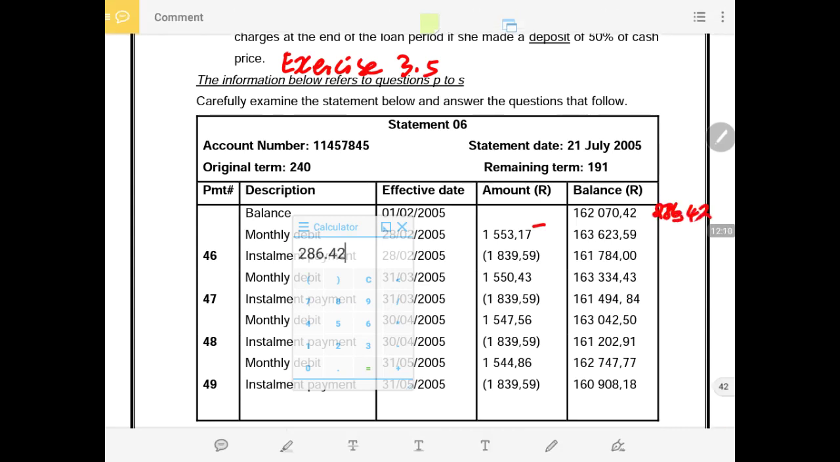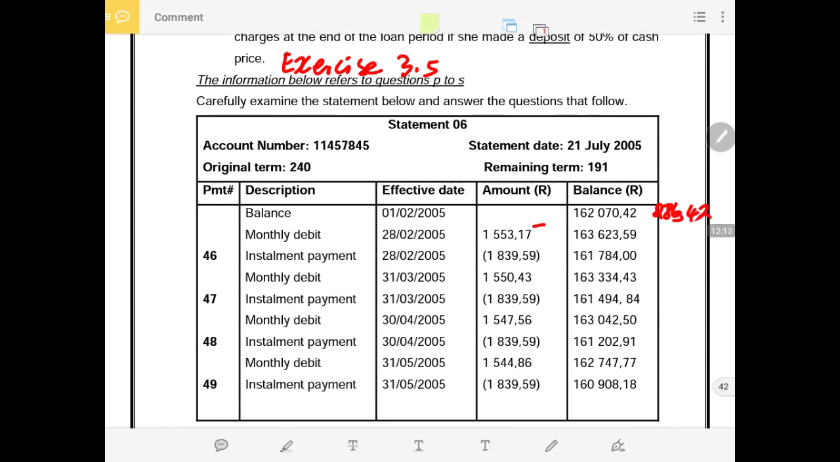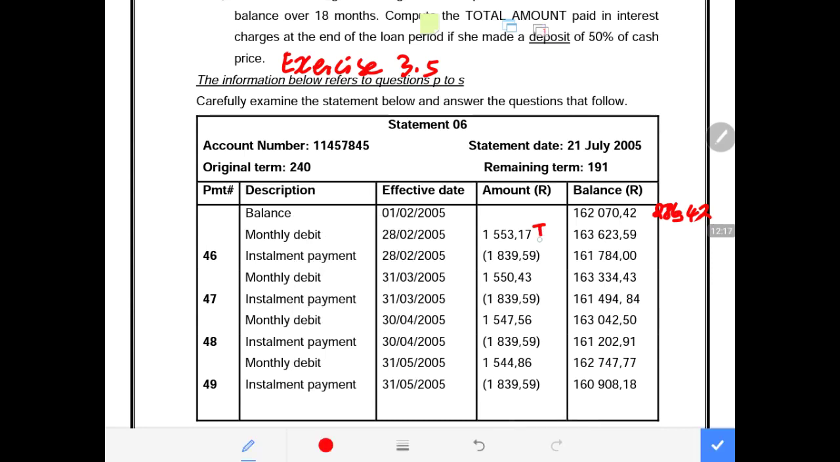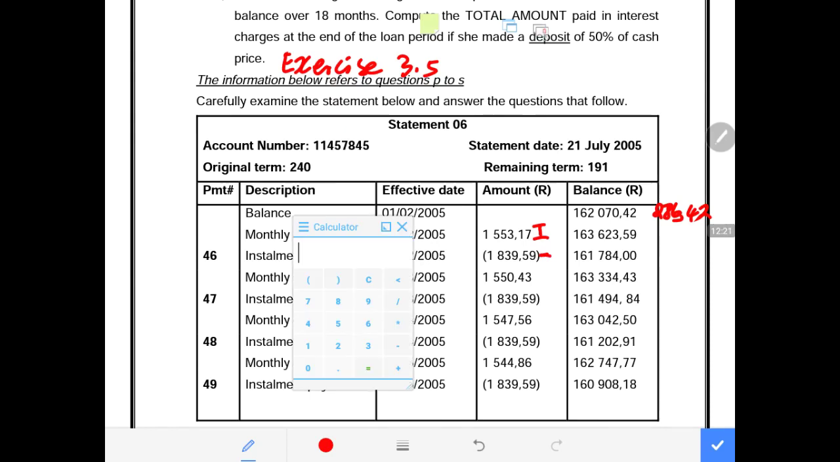I'm explaining this for broader understanding, but when you go to third year, you'll see that this amount of the interest will be separated and deducted from here. Now you'll need to know that 286.42 minus that, then you'll know that this amount is the capital portion. This will be the capital repayment.